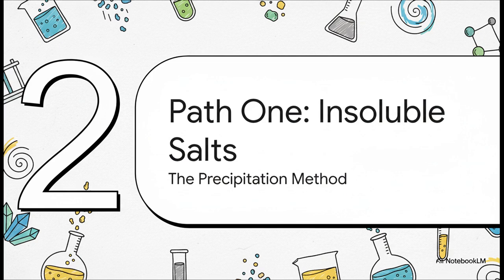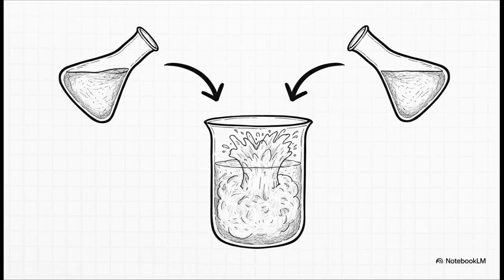Okay, let's take our first path. Let's say the salt you want to make is insoluble. It's not going to dissolve in water. This is actually the easier route, and it uses this really cool, simple technique called precipitation. The logic here is kind of magical. To create a solid that won't dissolve, you mix two liquids together that do dissolve.